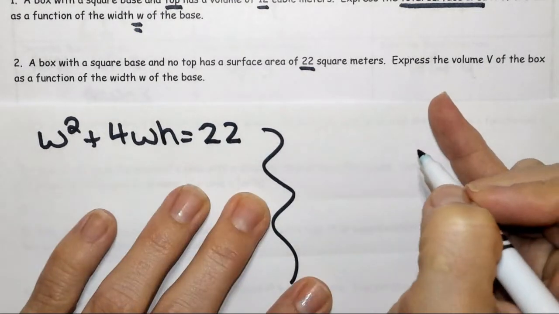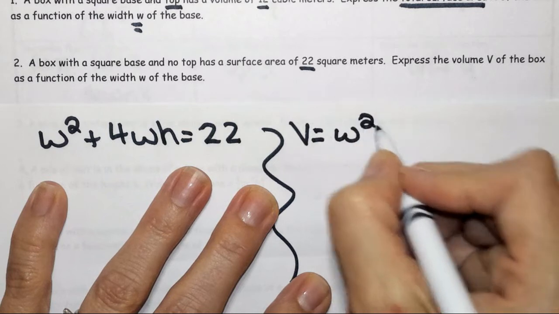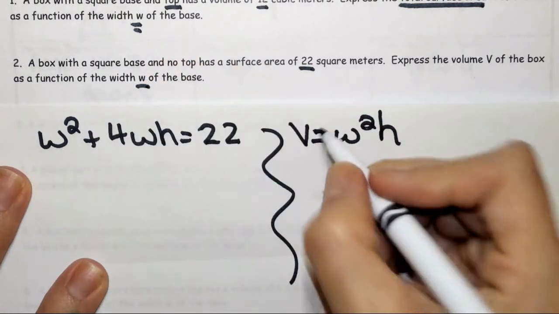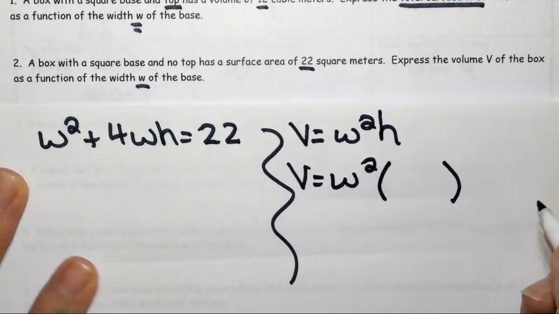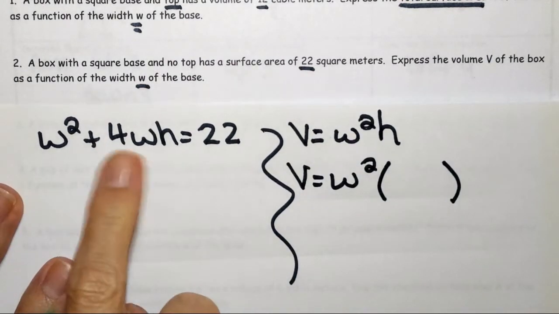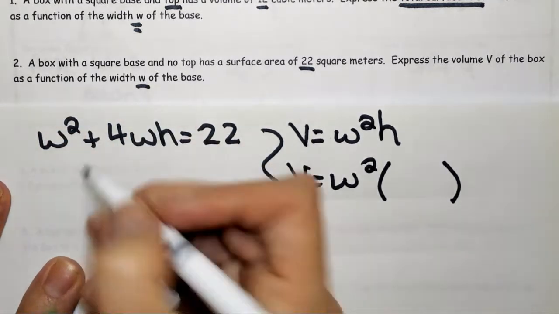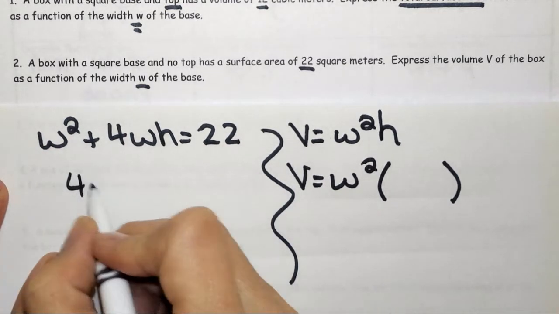Then I'm going to write down what they want at the end. They want volume, which is W squared H. But they want volume with just W's. So the W can stay, but the H I put in parentheses. Now I have to come over here to this first equation and solve for H. So the first thing I'm going to do is subtract W squared.